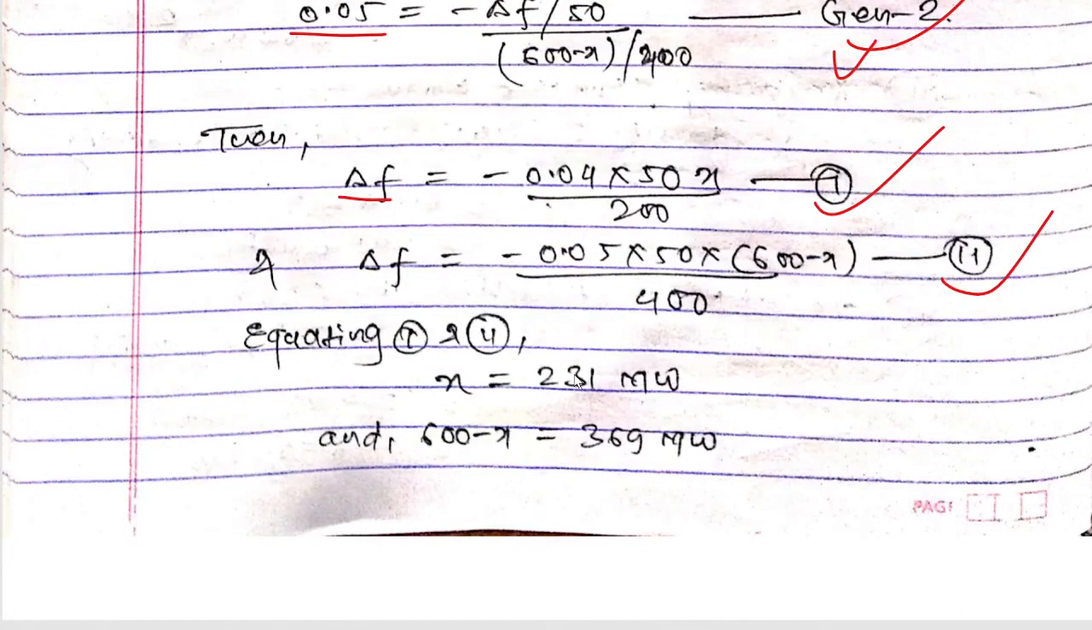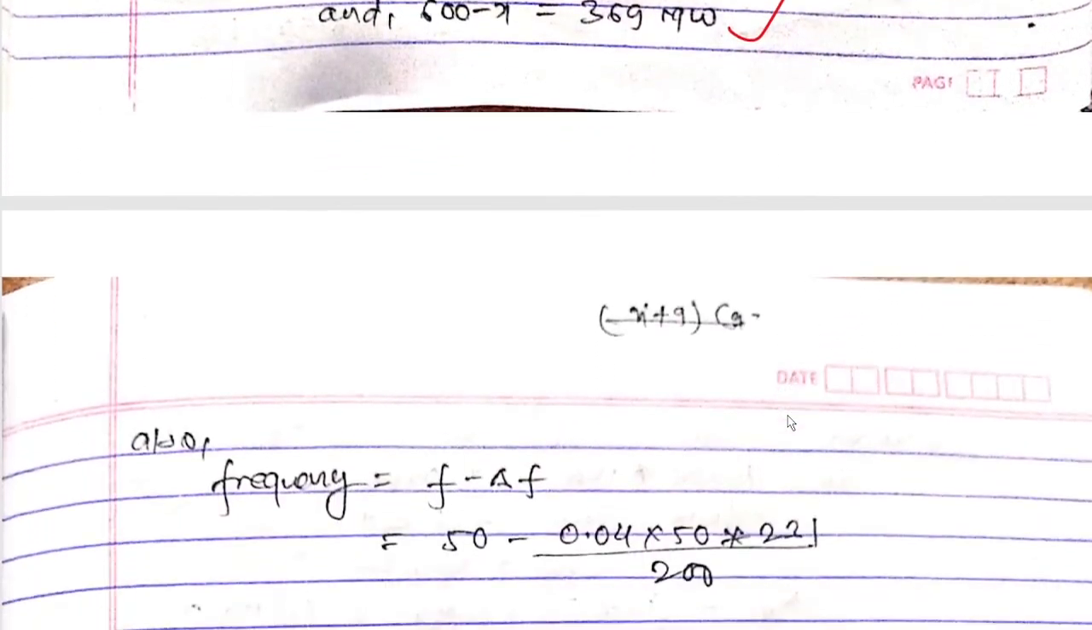Now to solve equations 1 and 2, it is better to divide equation 1 by equation 2, and you will get the value of X. On solving, we get X equals 231 megawatt, and 600 minus X for the second generator will be 369 megawatt. So for the first generator the load is 231 megawatt, and for the second it is 369 megawatt. Now we have to calculate the frequency.